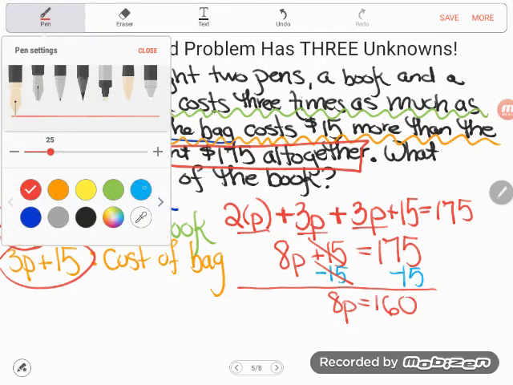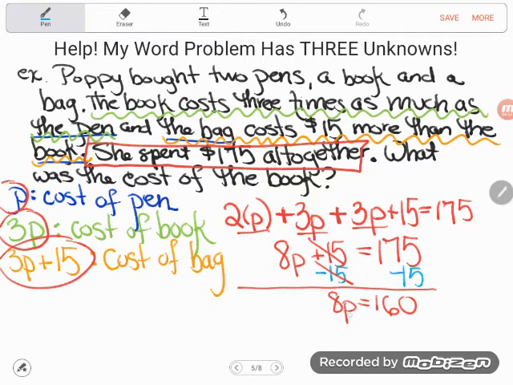P is almost alone. I just have that 8 hanging out. Got to get rid of it. I'm going to do that by doing the opposite of multiplying by 8. I'm going to divide by 8. Of course, I can do whatever I want as long as I do it to both sides. Multiplying and dividing by 8 are opposites. They cancel. P is alone, just like I wanted. And 160 divided by 8, you can do that in your calculator if you can't see it, but that's $20.